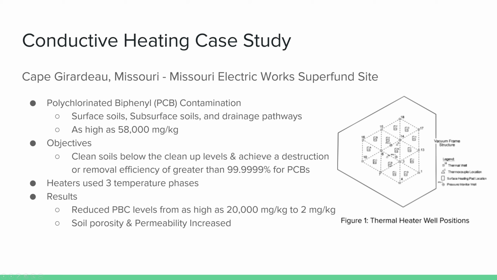The second was where water boiling had occurred. And the third was a superheating phase where the soil temperatures rose over 1,000 degrees Fahrenheit. The in situ thermal desorption reduced the PCB contamination in soils at the site to below the cleanup level of 2 milligrams per kilogram. The process exceeded the removal goal.